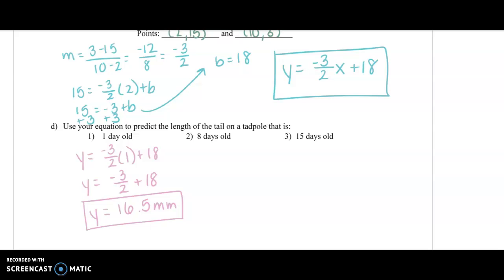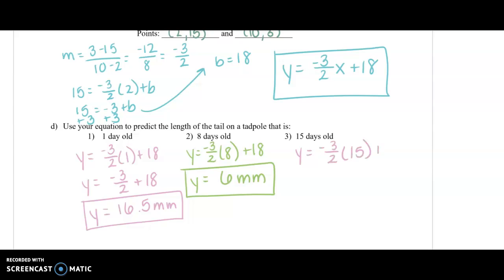Okay. When it's 8 days old, you're going to put 8 in for x. So y is equal to -3/2 times 8 plus 18. So y is equal to, that's going to be 6 millimeters, because -3/2 times 8 is going to be -12. -12 plus 18 is 6. And then the last one, y is equal to -3/2. I'm going to put 15 in for x, add 18.